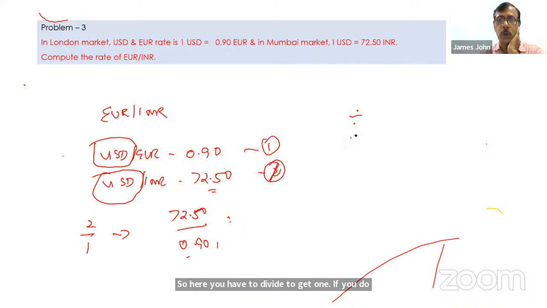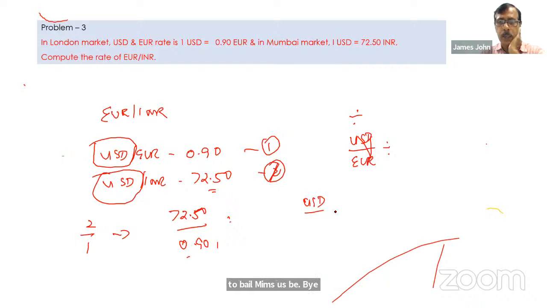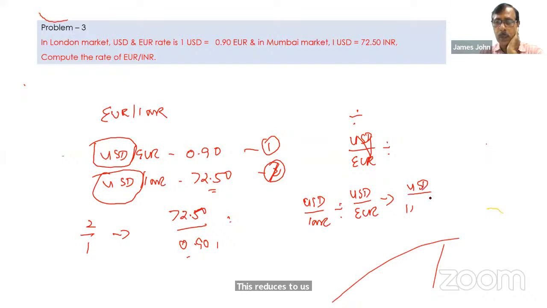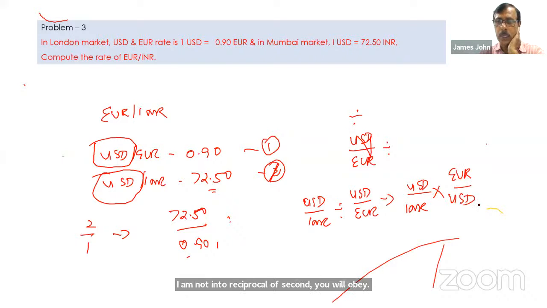If you divide 2 by 1, 2 by 1 means USD by INR divided by USD by Euro. This reduces to USD by INR into the reciprocal of the second, Euro by USD. USD gets cancelled, and you will get Euro by INR. That is why we divide it.